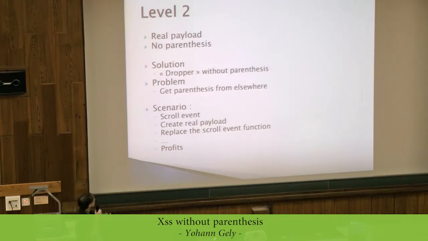So how do you do that? You need to get these parentheses from elsewhere on the page. You can just browse all the page to find parentheses, or you find a method to have them real every time. So the scenario was to declare the start event, create the real payload, replace the scroll event function with your payload, and then just execute the real payload. Because when you scroll, actually in your browser, it will start like 5 or 6, depending on your scrolling power, scroll events. So with one scroll, you can execute multiple onscroll actions.